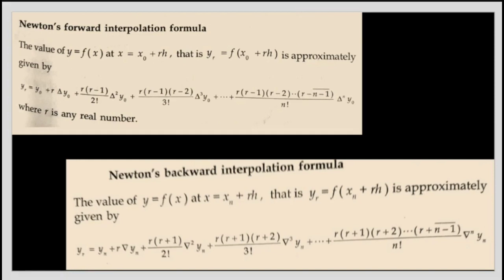Similarly, backward is also the same thing. yr is equal to, you have to start from the end onwards, yn. So yn plus r into del yn plus r into r plus 1 divided by 2 factorial. Here r minus 1 is there, here r plus 1 is there. So like that. Let us see how to find.